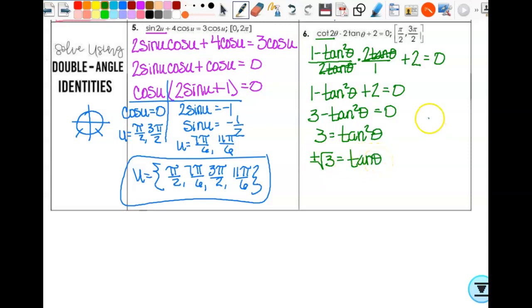I'm going this time from pi halves to 3 pi halves. I want this to be positive and negative, and I know that tangent will give me a square root of 3 at a pi thirds angle. So I need my second quadrant pi thirds angle, which is what? 2 pi thirds, and then my third quadrant, which is 4 pi thirds. Very good.